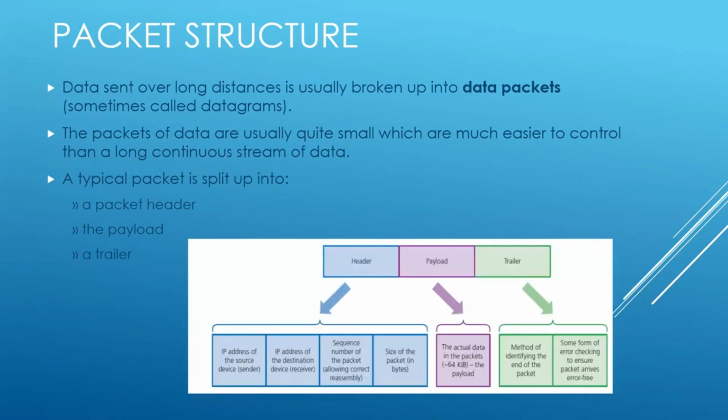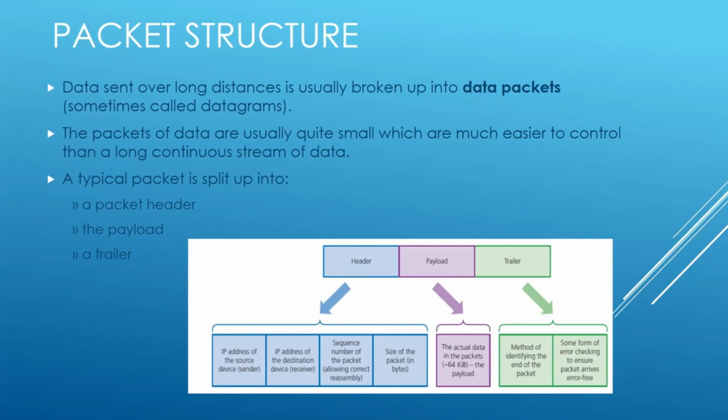The packet header is broken down into four parts. The first part is the IP address of the source or the sender. The second is the IP address of the destination or the receiver. Thirdly, it contains the sequence number of the packet, which is needed on the receiver's end so that it is easier to reassemble. And lastly, it contains the size of the packet, and that is normally in bytes.